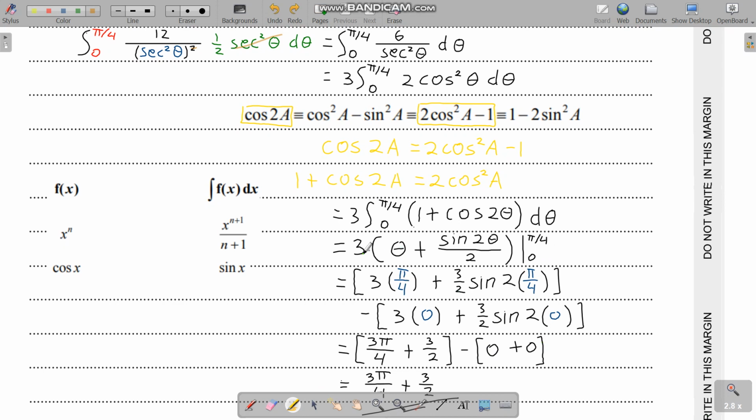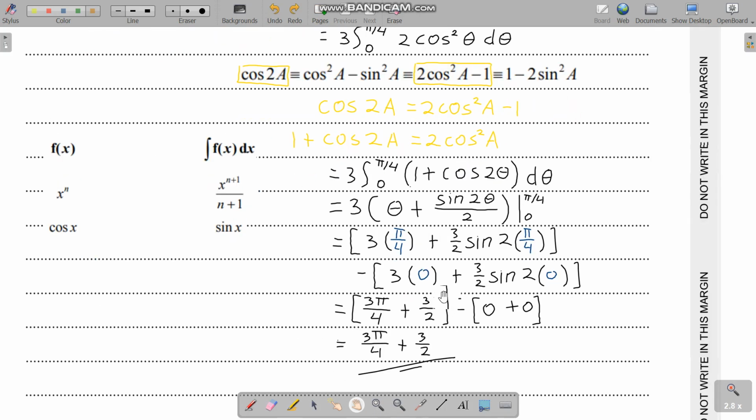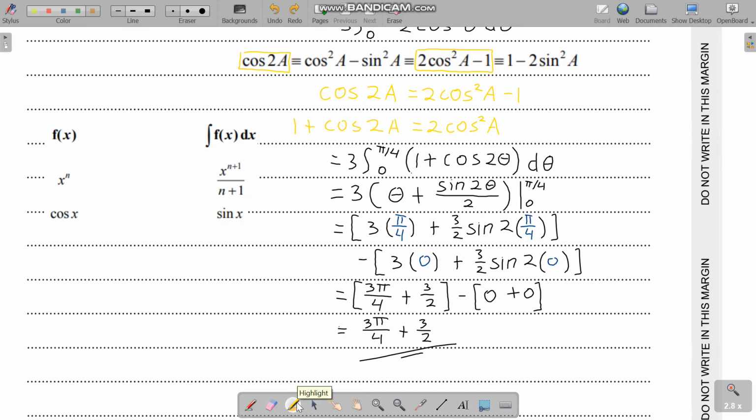So 3 times theta, 3 times this, we get 3 over 2. Plug in pi over 4, plug in 0. If we plug in 0, we get 0. And if we plug in pi over 4, we get 3 pi over 4. And here, use your calculator, you get 3 over 2. So the final answer is 3 pi over 4 plus 3 over 2.